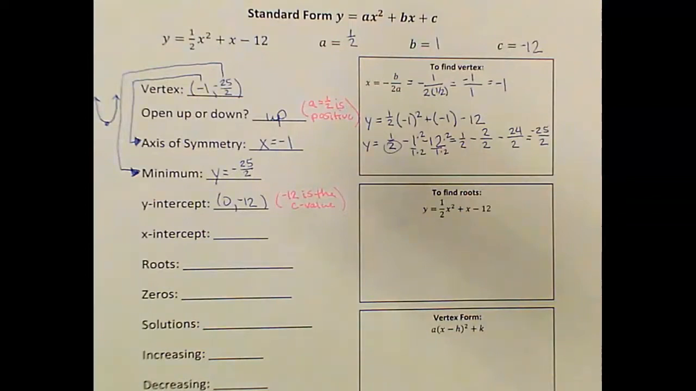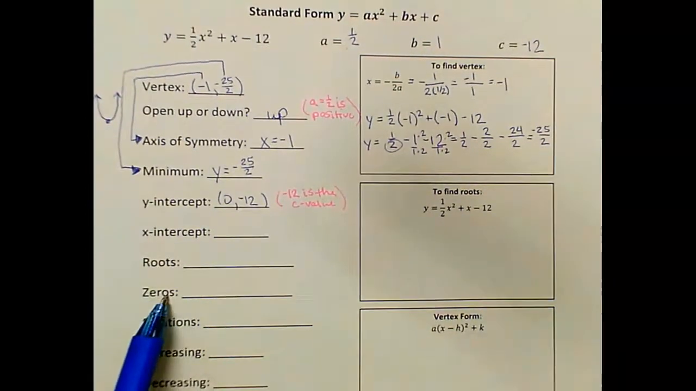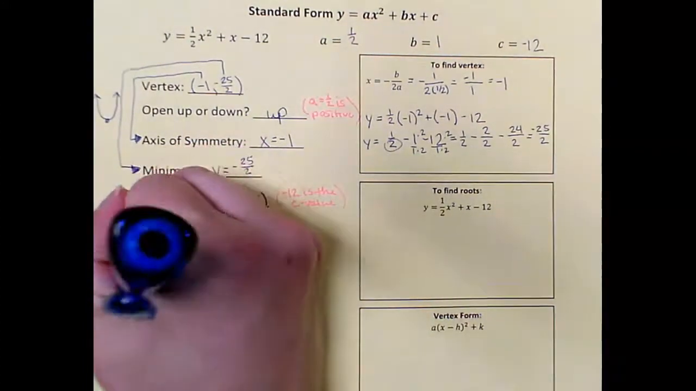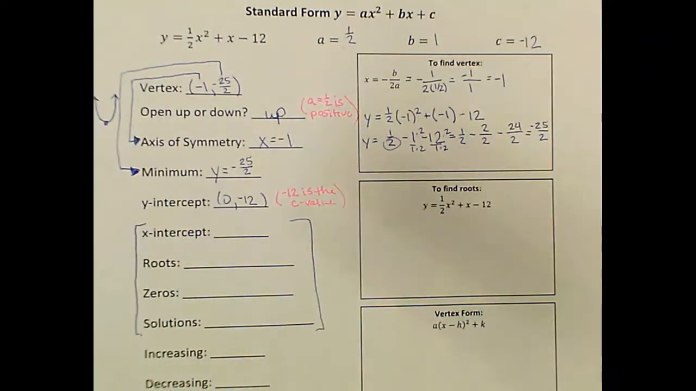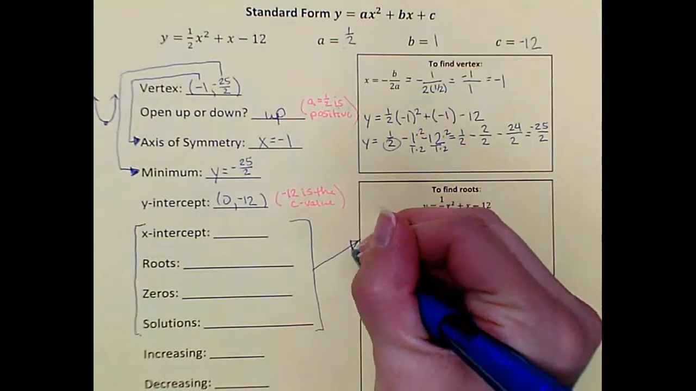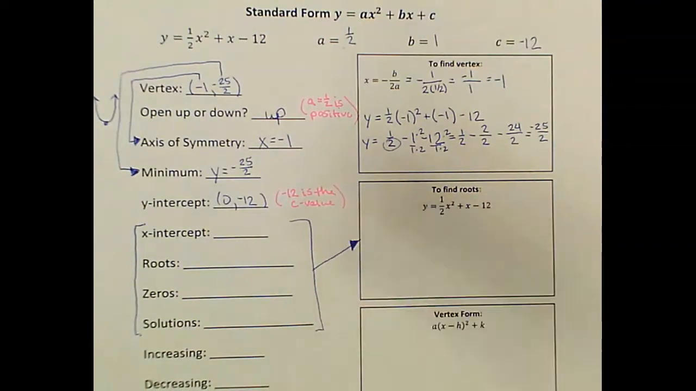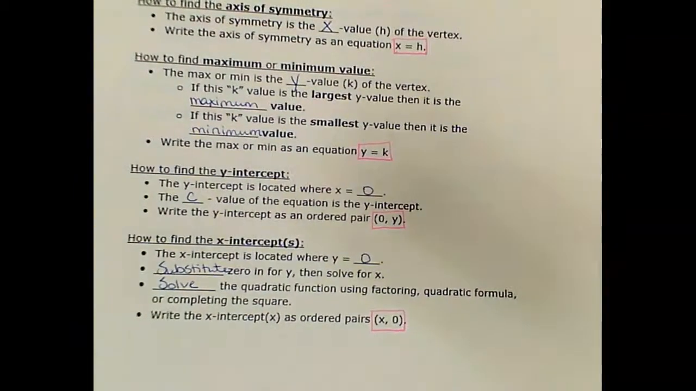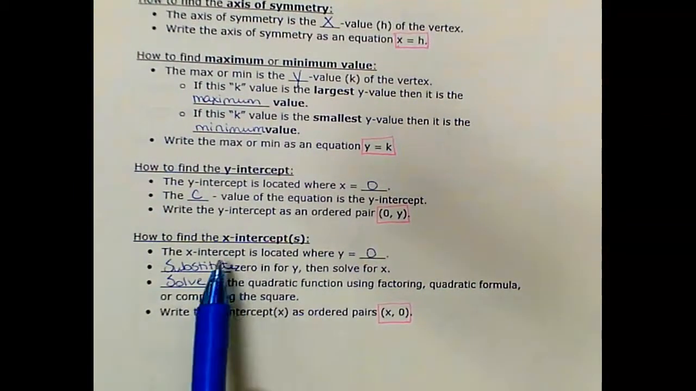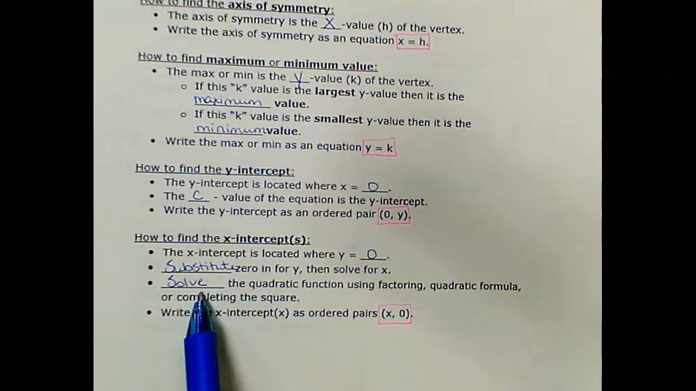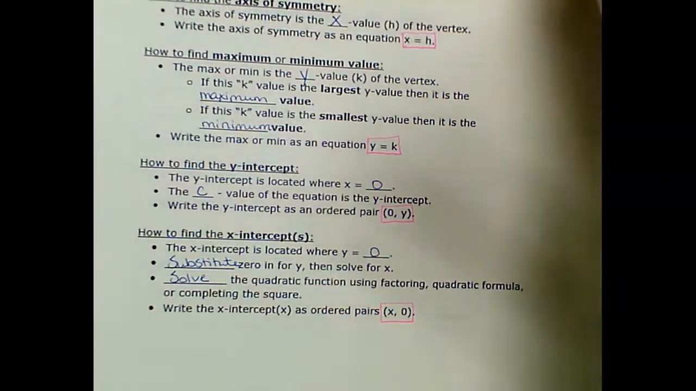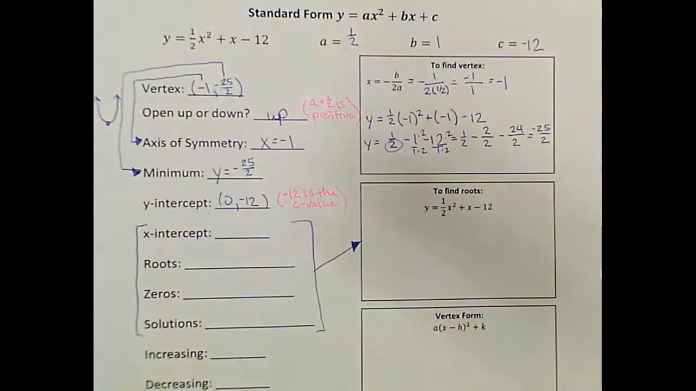Now let's move on to the x-intercepts and the roots and the zeros and the solutions. Remember, those are all synonyms, so they all mean the same thing. So when I find one, that means I find all of them. So to find the roots, or x-intercepts, or zeros or solutions, the x-intercepts is located where y equals 0. So substitute 0 in place of y and then solve, maybe by factoring. So let's see if we can factor our polynomial, our quadratic.